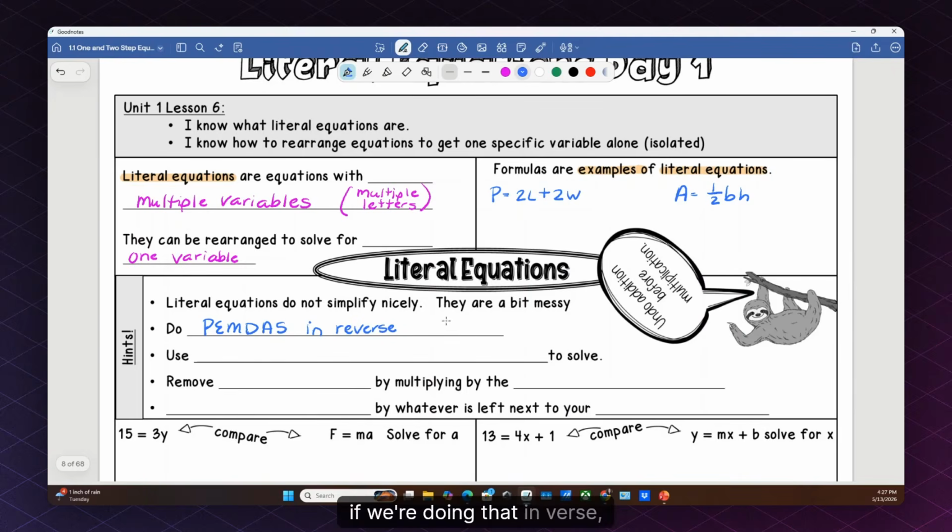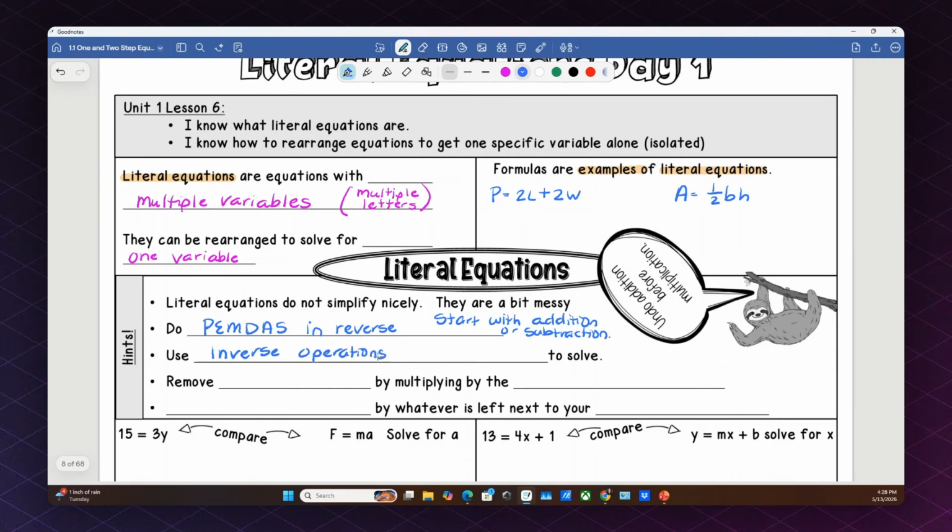So, if we're doing that in reverse, we're going to start with the addition or subtraction part. It's all the same steps that you use to solve an equation. But the problem is that we're not plugging any numbers into it. It's just going to be a whole bunch of letters. And so, just like how we've solved regular equations up until now, we're going to use inverse operations to solve it.